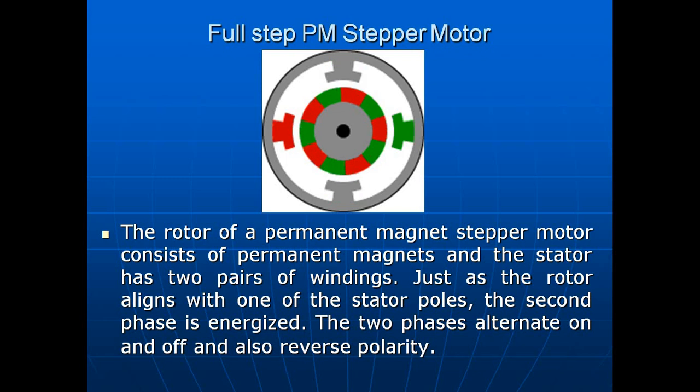Here is the full step permanent magnet stepper motor. The rotor of a permanent magnet stepper motor consists of a permanent magnet and the stator has two pairs of windings. Just as the rotor aligns with one of the stator poles, the second phase is energized. The two phases alternate on and off and also reverse polarity.